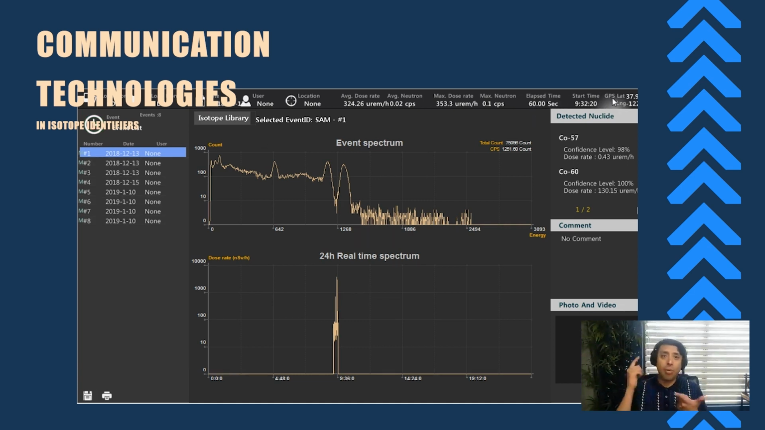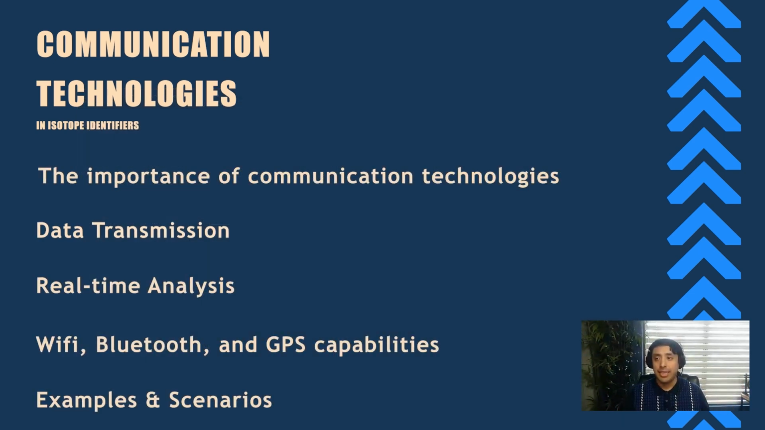So, together, Wi-Fi, Bluetooth, and GPS not only enhance the capabilities of isotope identifiers, but also ensure that these tools can operate more effectively in a networked world. So, addressing these needs of a wide range of applications from scientific to national security, all that combined will stack upon itself to provide you with the most effective isotope identifier for your application.